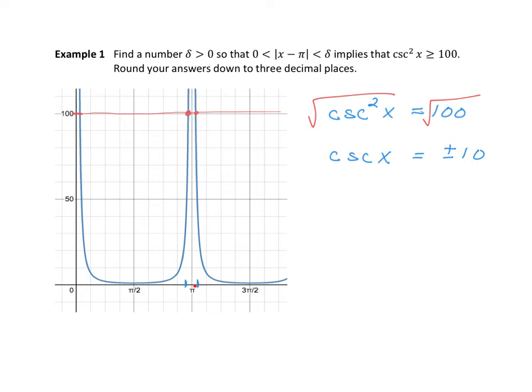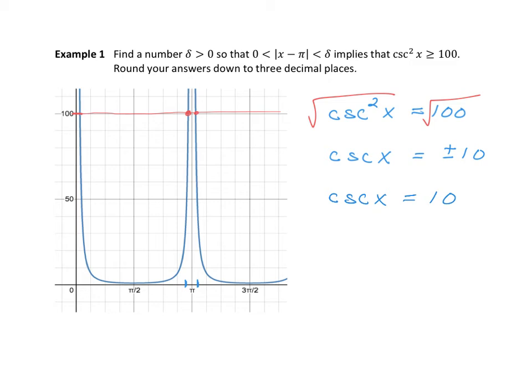I see there's some symmetry about pi, so I'm going to focus on just the positive solution. Finding delta means you just have to find the distance from the center out to one of the sides, so I'm only going to choose one of the solutions. So where is cosecant of x equal to 10?